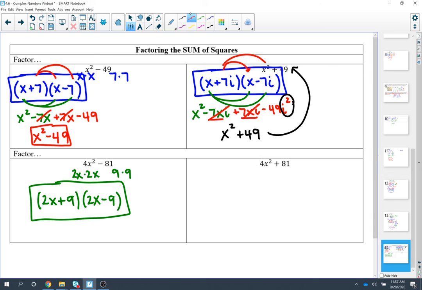Now, over here, this is still 2x times 2x, and this is still 9 times 9, but this time we have addition, which creates a slight problem. So we're still going to start with 2x plus 9, and then leave a little space, and 2x minus 9, and then leave a little space, because in order to get that negative to flip to a positive, we're going to have to put an i and an i to get that i squared up here that will multiply by the negative and make it a positive.